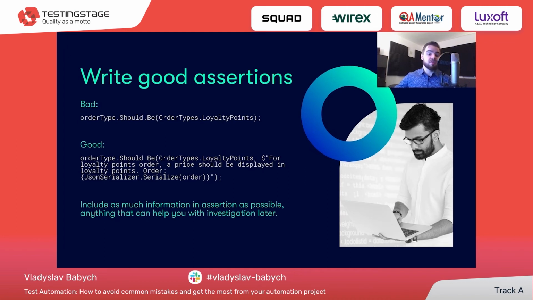This is a very simple example, but it illustrates the point that we should add as much information as possible, even trying to output the whole objects we're trying to validate, which may help us to investigate what went wrong.